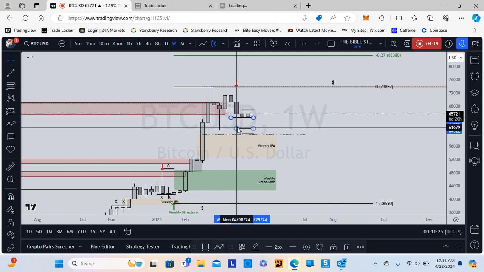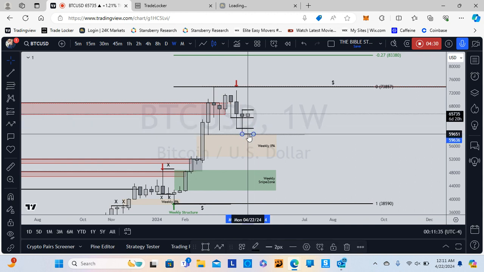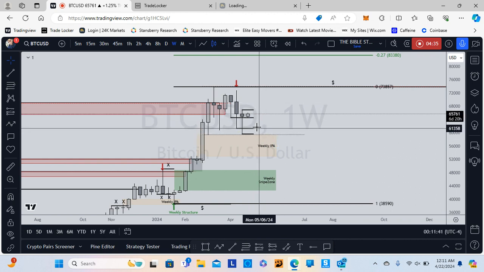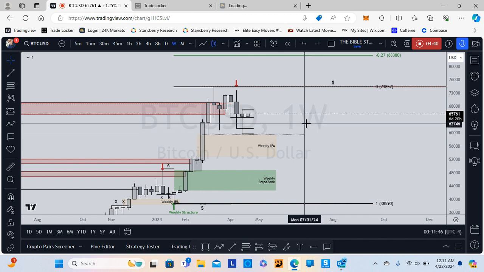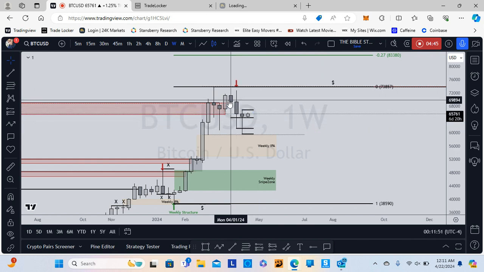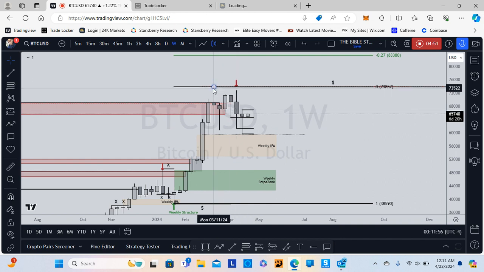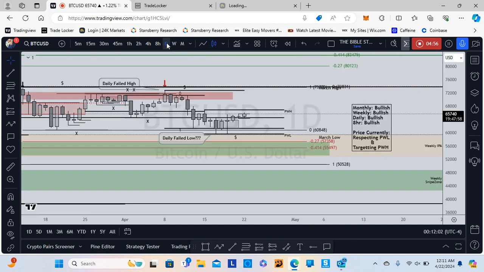Price created this previous week low after respecting this previous week low, and price respected it and respected this one. And now this is the previous week low and previous week high. We know price is still respecting previous week low. So now we want to see what this price is doing. Right now, we see this price action on the weekly. So now we want to see the price action on the daily, right?